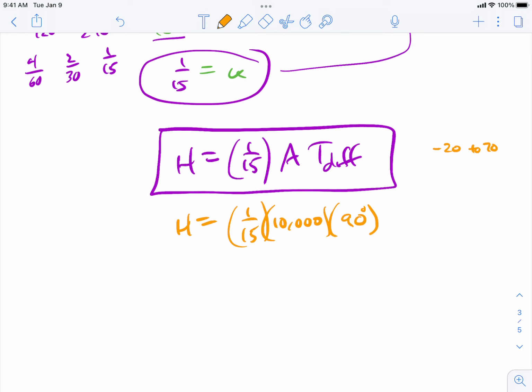10,000 square feet. And so here, I suppose you could just grab out your calculator and do this, right? So on my calculator, how would I do this? I would say 10,000 times 90 divide by 15 equals, and I'm getting 60,000.